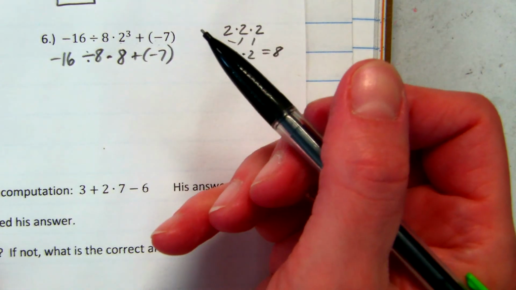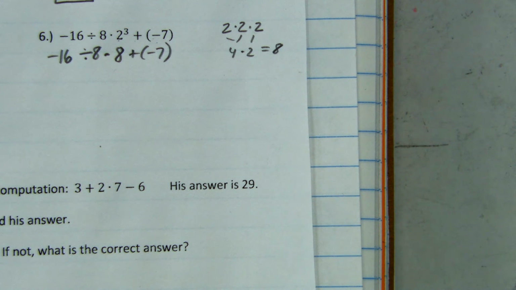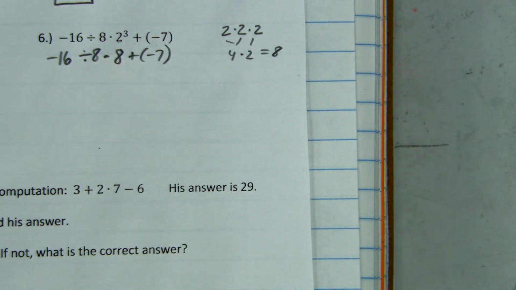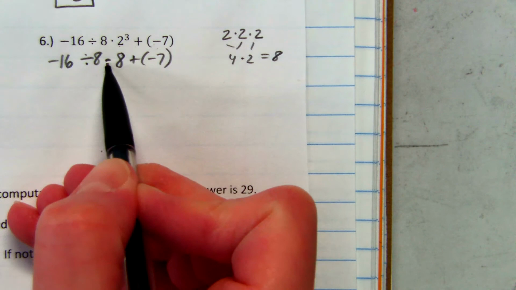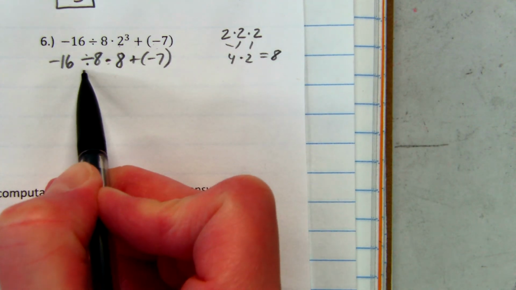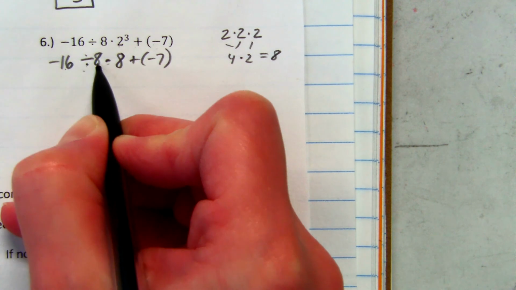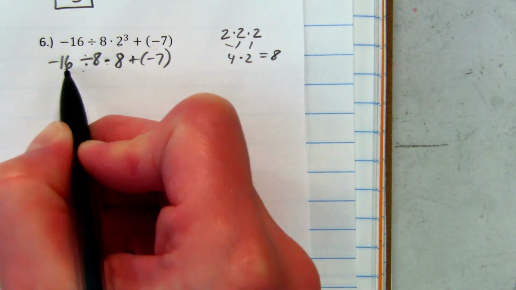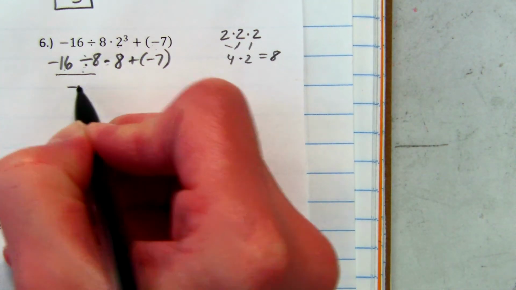All right, so there wasn't anything to do in the parentheses. We did exponents. What's next? Multiplication and division. Do I do this multiplication before I do this division? No, we have to work from left to right. So I have to take -16 divided by 8 first. What would that be? What's -16 divided by 8? -2. So this part right here comes out -2.